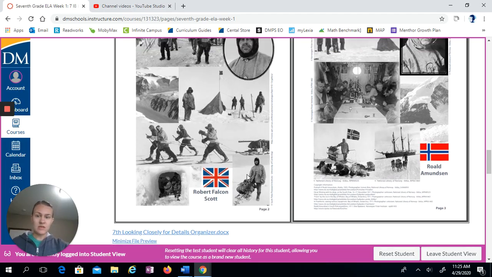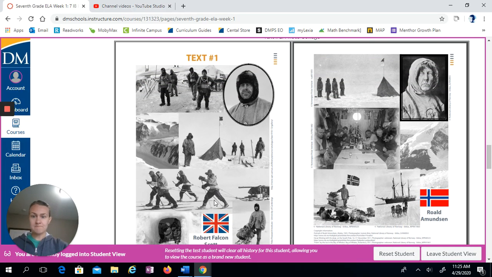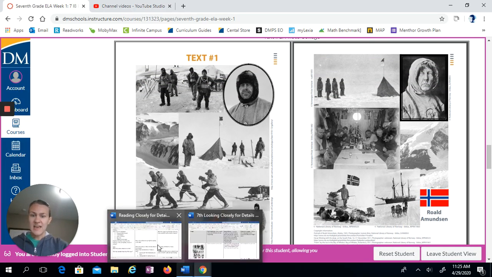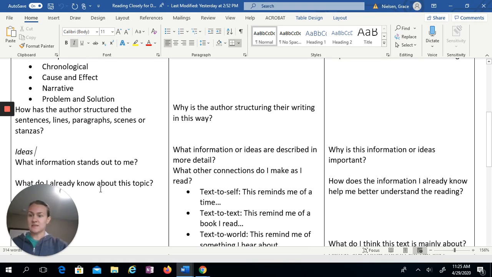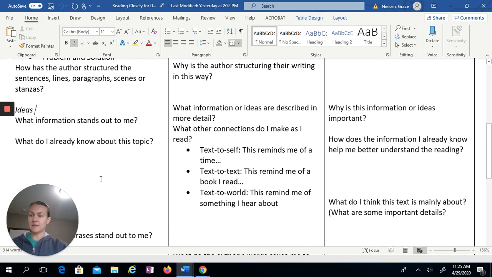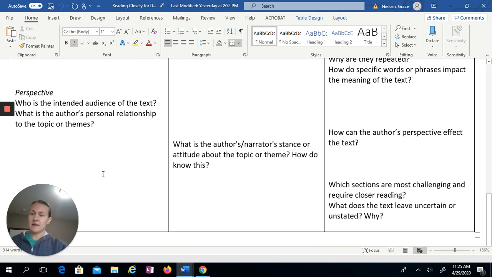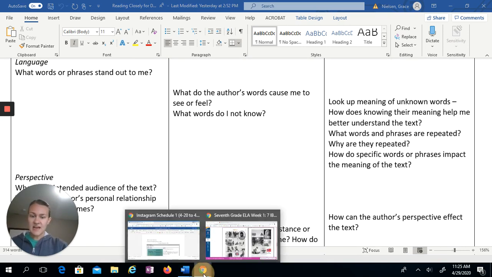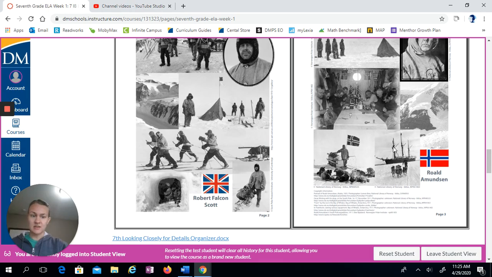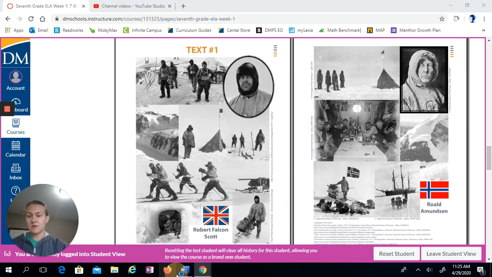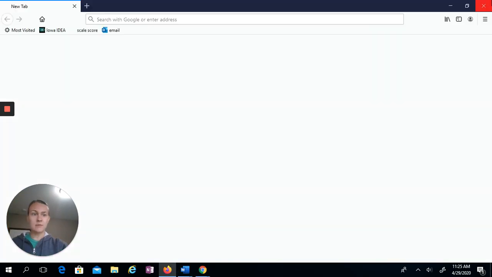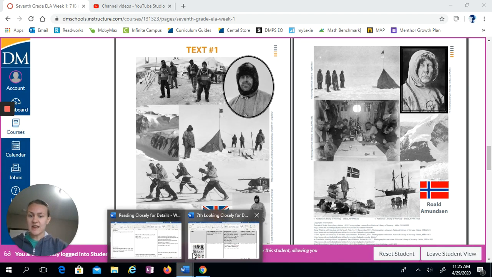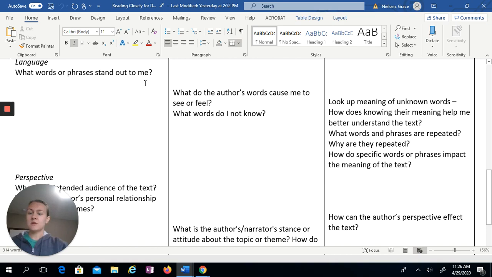So we can look here at these pictures, right? First impressions. And I can still use some of these questions. I can still think about the structure, the ideas, and the perspective. There's not much language on the page, right? We see a few names here, but overall there's not really any words. So here is one where, like I said, you don't have to look at everything all the time. If I'm just looking at pictures, I'm not really going to analyze the language too much, okay?